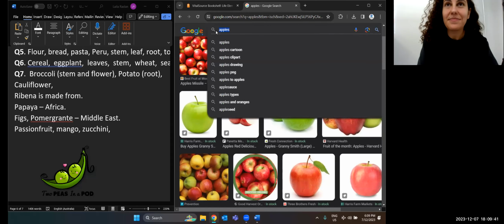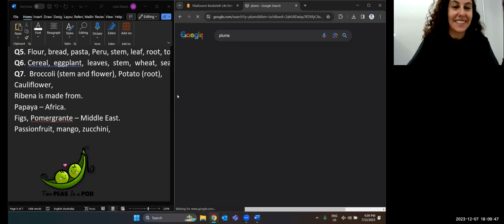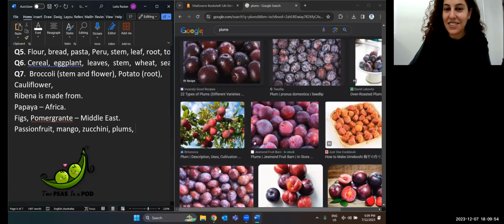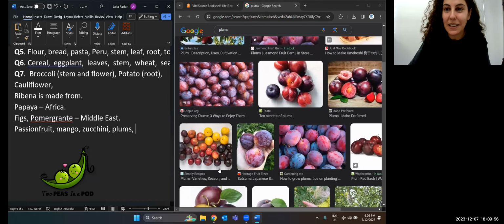Sebastian. Plum. Yeah, good. Really good. Plums. Really nice plums. This is an interesting fruit. Plums.